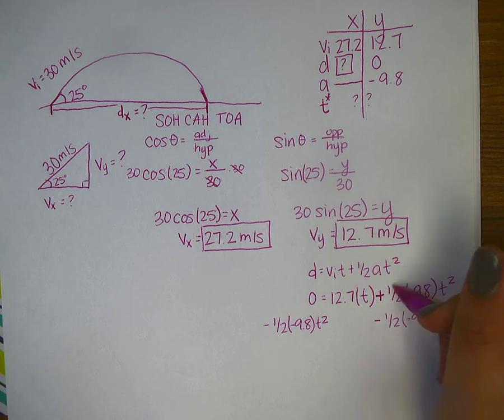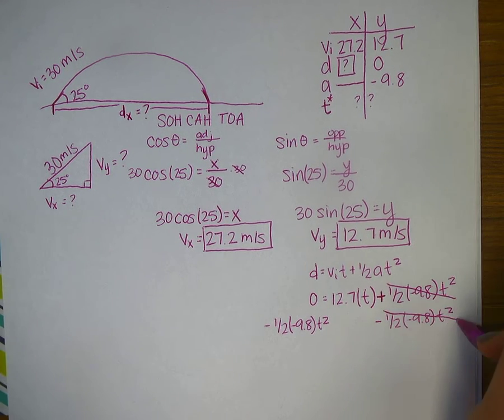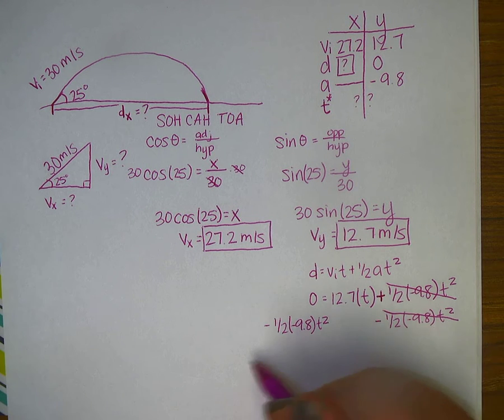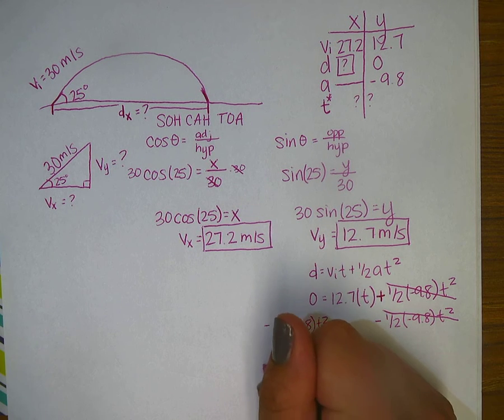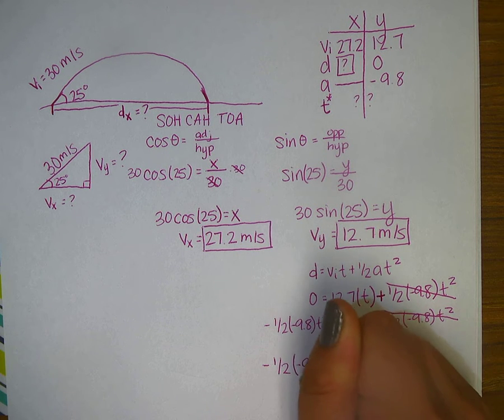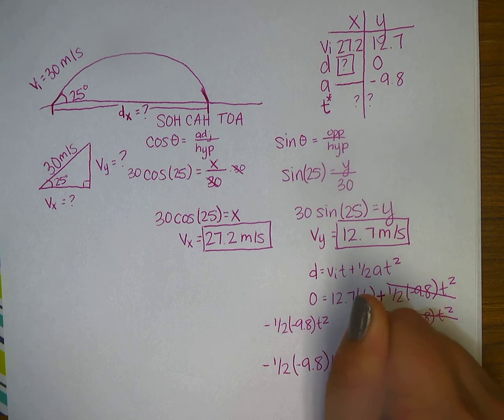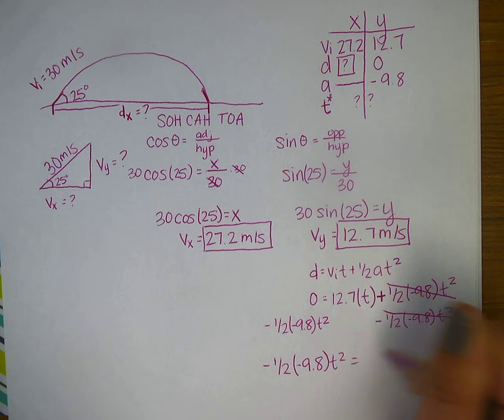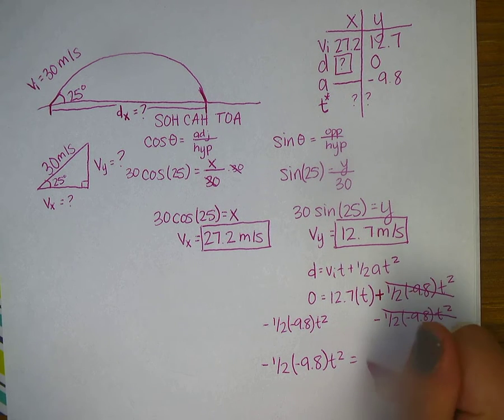On the right side, this whole thing cancels this whole thing out. On the left side, we just end up with negative 1/2 times negative 9.8 t squared equals 12.7 t.